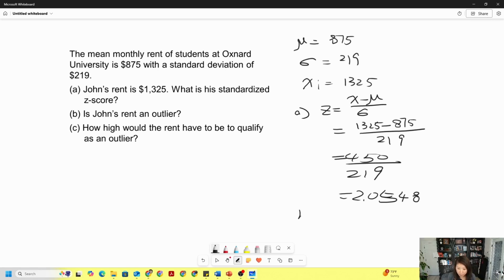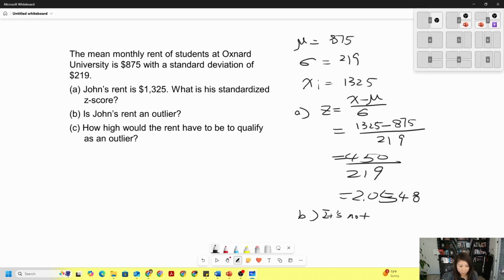And question B: is John's rent an outlier? Remember, the rule of thumb is based on the z-score. If the value is larger than 3 or smaller than -3, that will be an outlier. Since the z-score is not within that range... so it is not an outlier. Since this rent is not considered extremely large, it is still part of the normal sample.